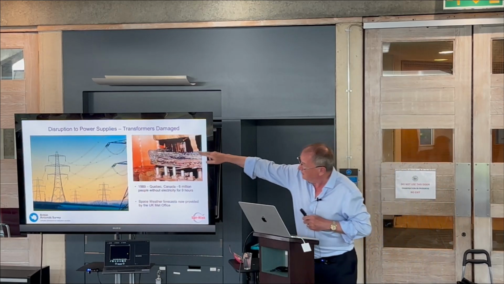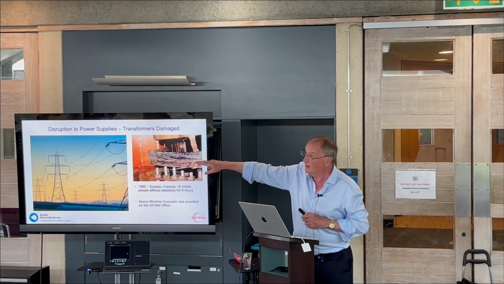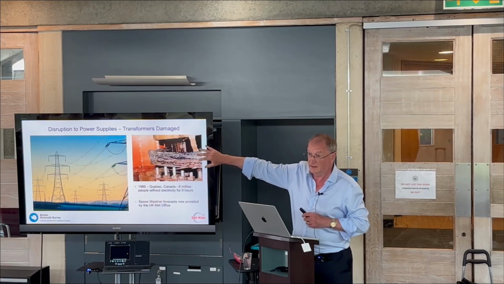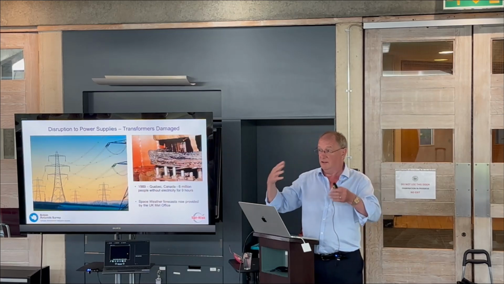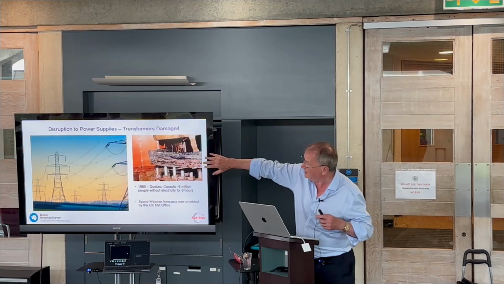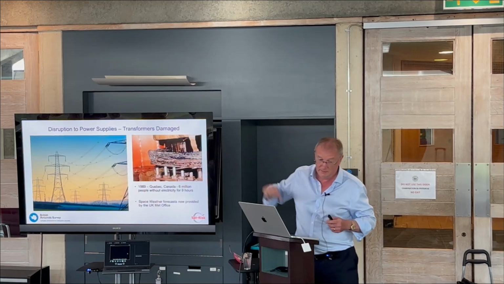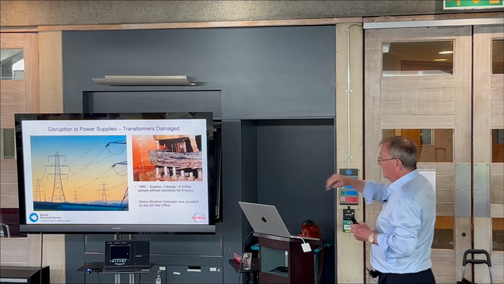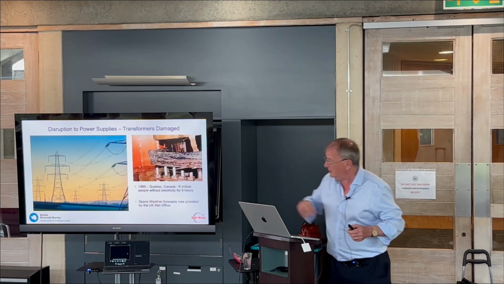This is what happened in Quebec. This is a transformer, and within about 90 seconds, this is burnt out because it causes heating inside the transformer, and that actually can then, if it's not disconnected, you can see what happened. It burned the whole thing up. So you have to try and protect against these things. 6 million people without electricity for 9 hours.